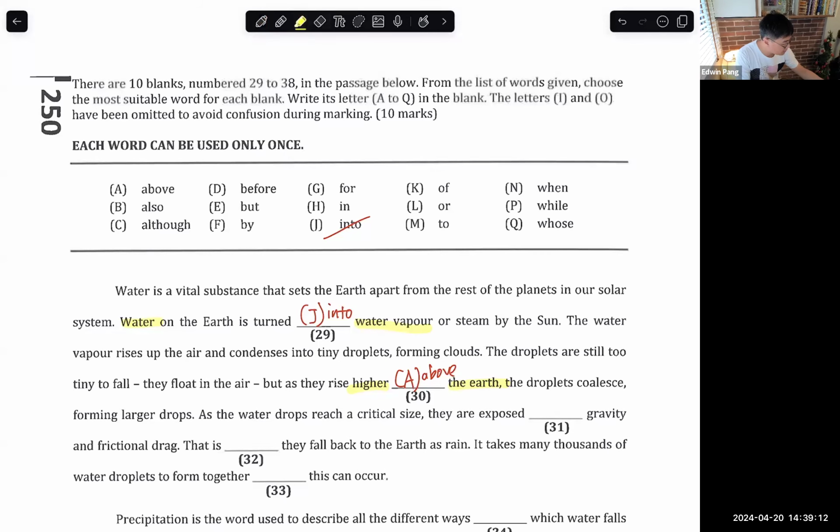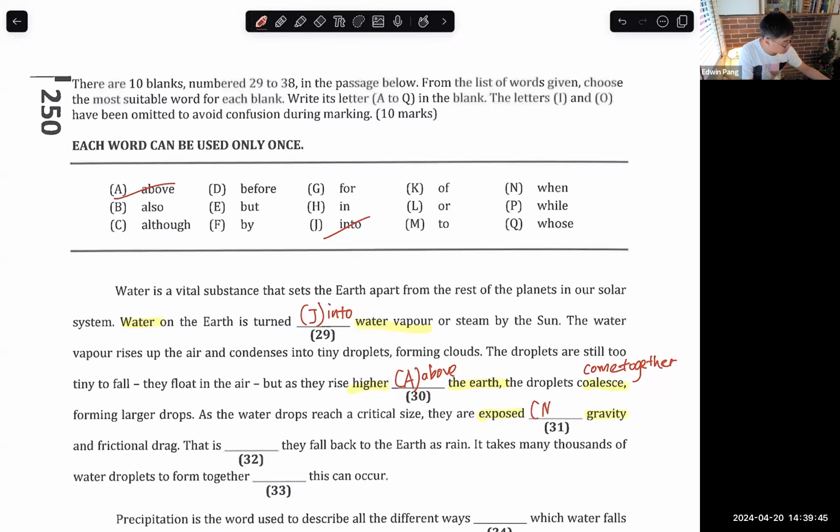And then the word coalesce is an interesting word. Coalesce means to come together. Okay, and it refers to how the water droplets condense, right? Or they gather together, they aggregate together to form these big, bigger drops, right, than the original ones, right? So the coalescing of the droplets becomes rain, all right? So the condensation of it. So as the water drops reach a critical size, they are exposed to. So this is a collocation, okay?